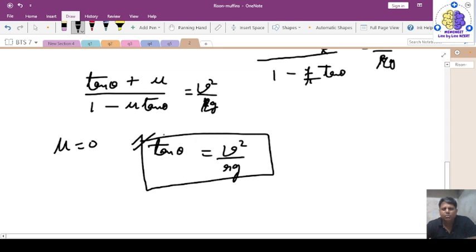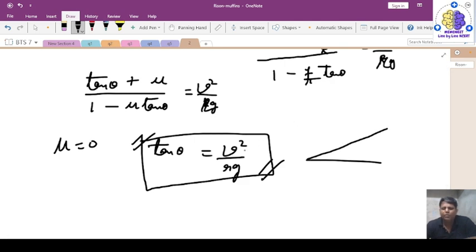This is the formula by which we calculate at what angle the road should be inclined to give a safe turn to the vehicles which are moving with a velocity v for a turn of radius r, right? So this formula is used for banking of roads. So let's see one numerical related to it.